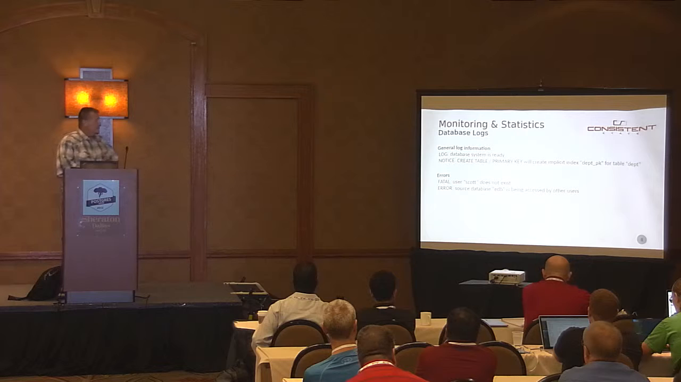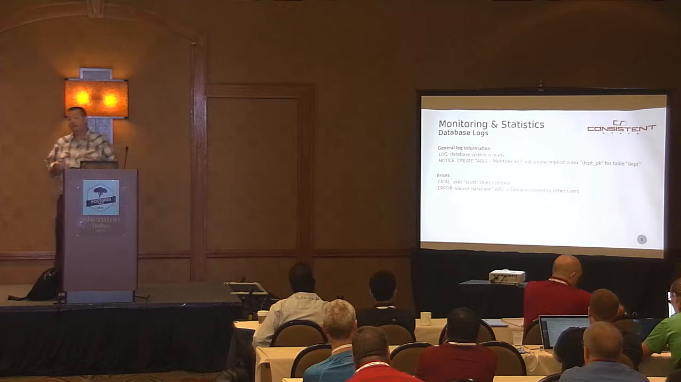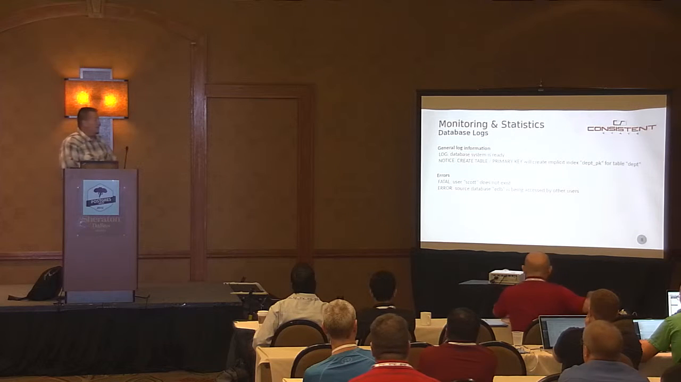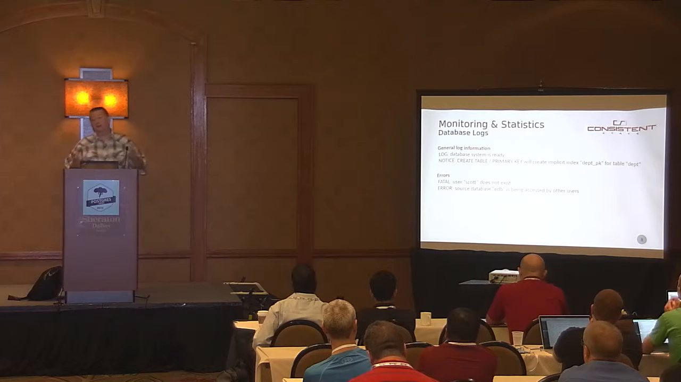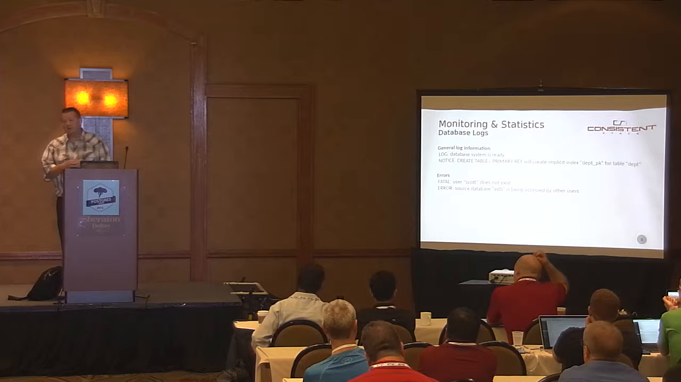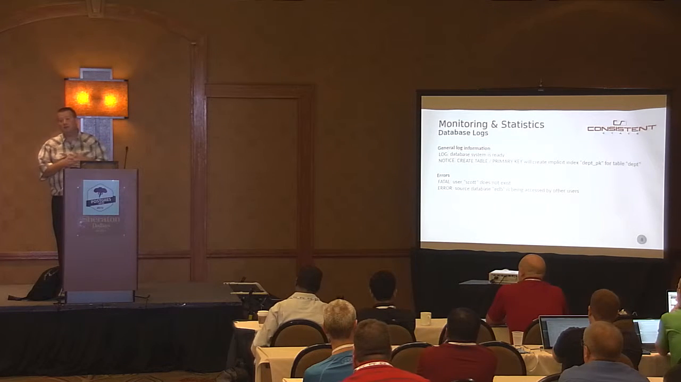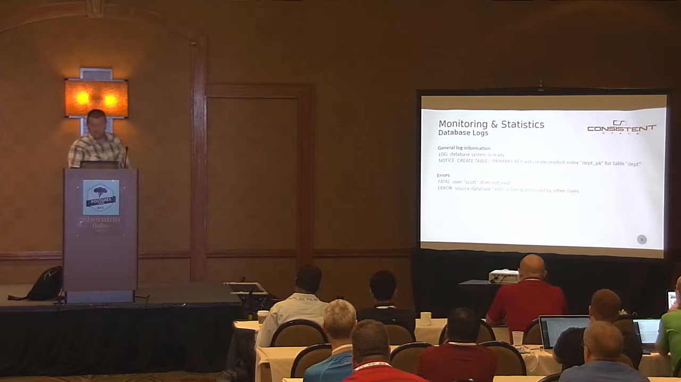And the errors will generally fall into 2 categories. One will be things that you really care less about, like the user Scott doesn't exist and somebody's fat fingering their username, and other things that are critical that as a DBA you do want to know about. And then finally there's hints as well.